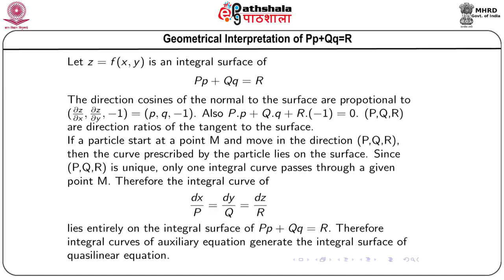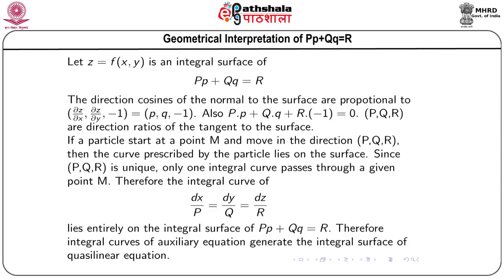With the standard notation, we can write the direction cosines are proportional to p, q, minus 1. Now look at the given equation, capital P small p plus capital Q small q equals capital R. This equation can be written in this way: capital P into small p plus capital Q into small q plus capital R into minus 1 equals 0.